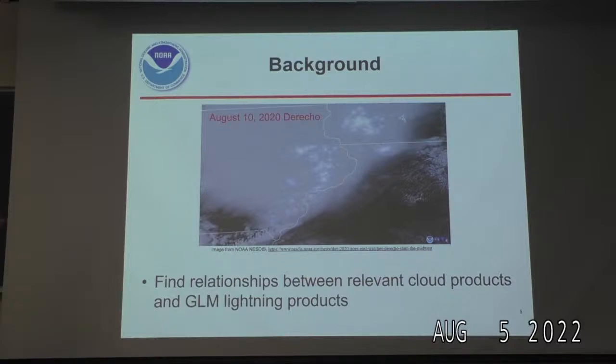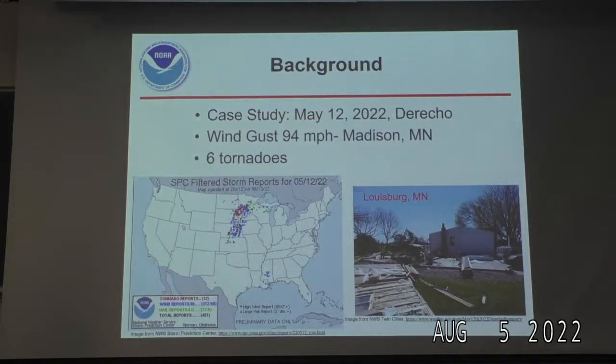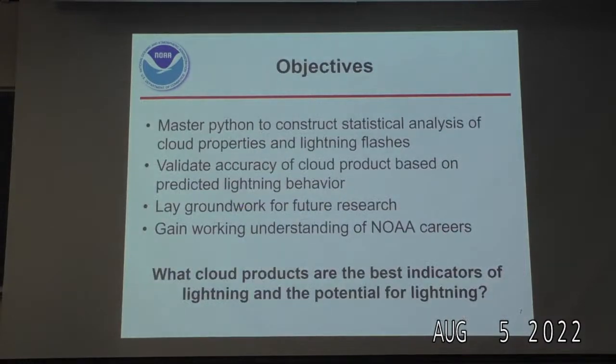This image is of the derecho in the Midwest on August 10th, 2020. But what we chose to use for our study was the May 12th, 2022 derecho. It's important because there were very high wind speed gusts that impacted a lot of people throughout the Midwest, and there were actually 6 tornadoes that produced higher winds that were not straight line winds. So this is the day that we chose to use.